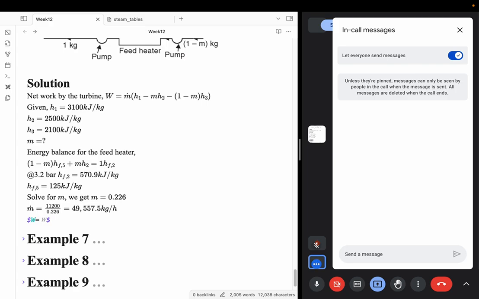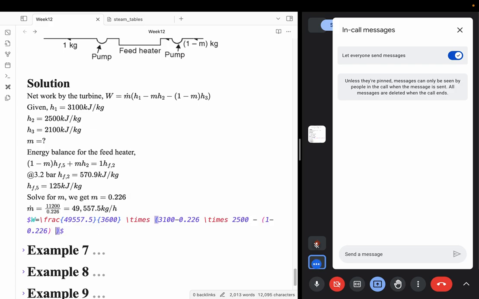So work done is m dot. I'll just convert this into kilogram per second. So that will be 49557.5 divided by 3600 times h1, which is 3100, minus mass fraction times h2, which is 2500, minus 1 minus mass fraction times h3, which is 2100.